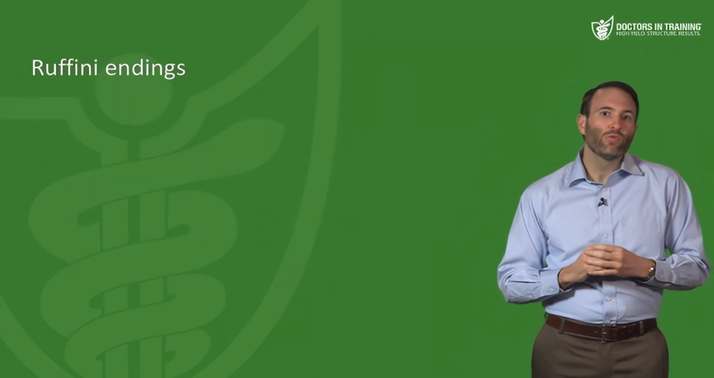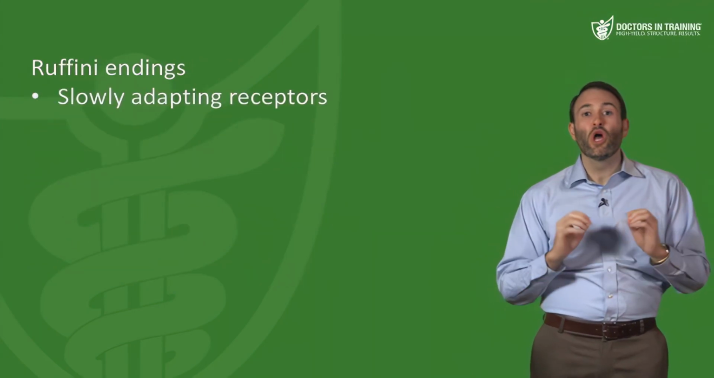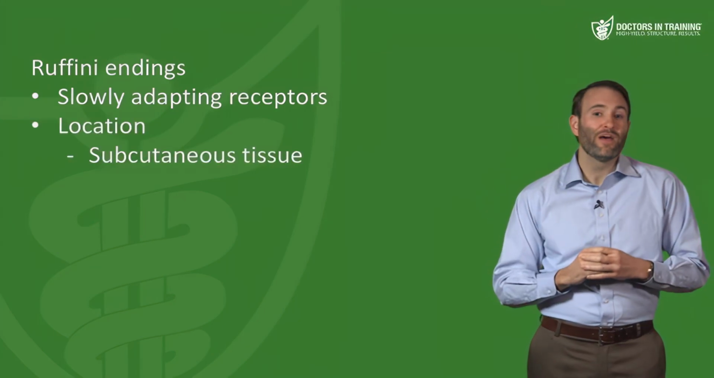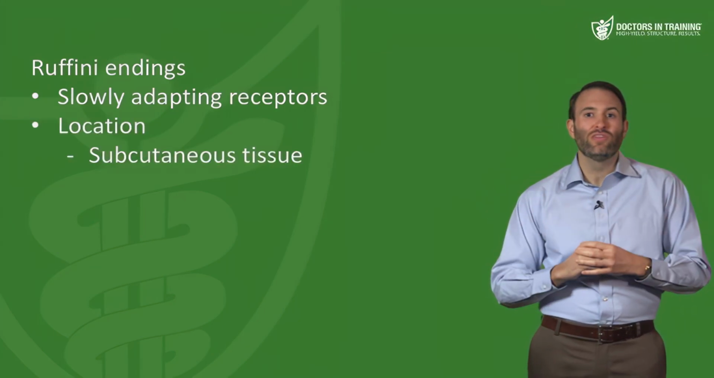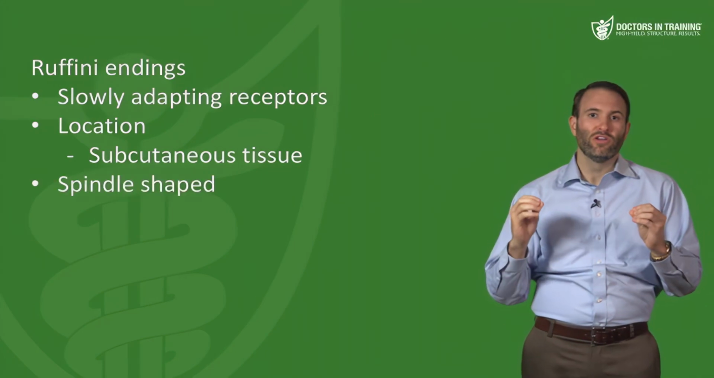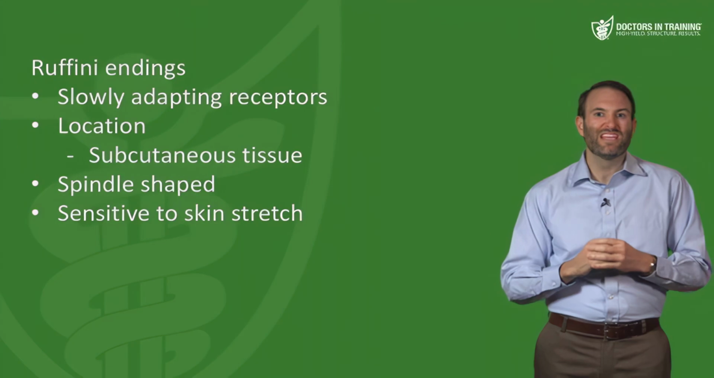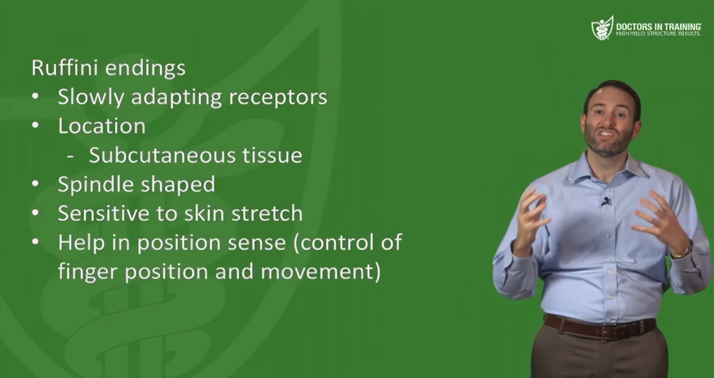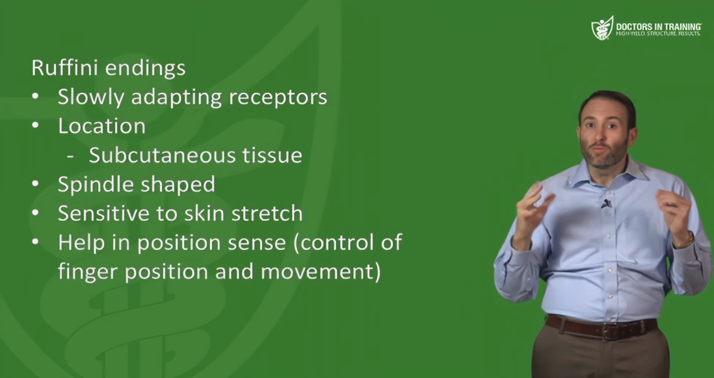Now, next are the Ruffini endings. Now, these are slowly adapting receptors, and they're found in deeper tissue, so they're deeper into the subcutaneous tissue. Now, they are spindle-shaped when you look underneath the microscope, and they're sensitive to skin stretching, and they're going to help in position sense, especially in control of finger position and movement.